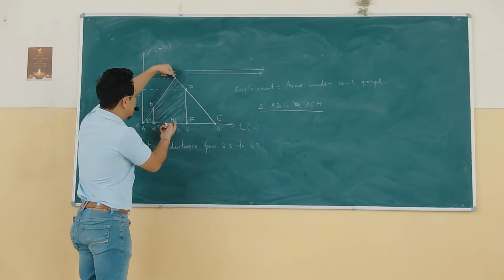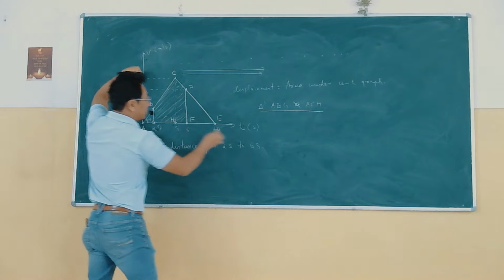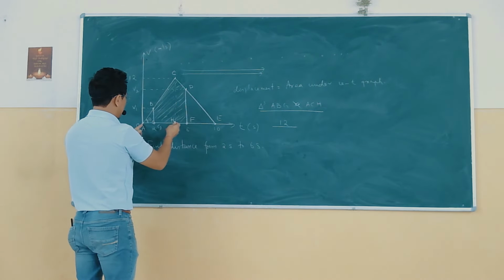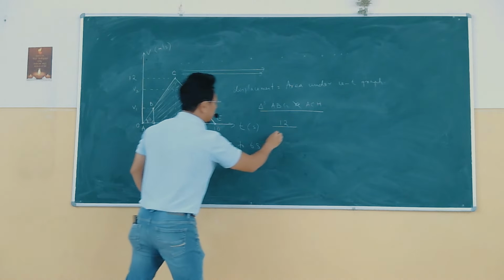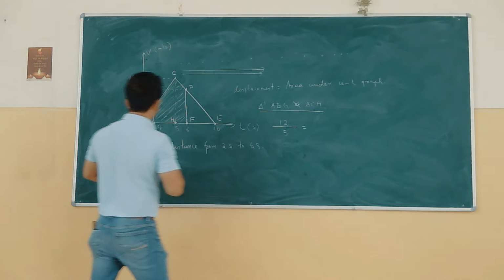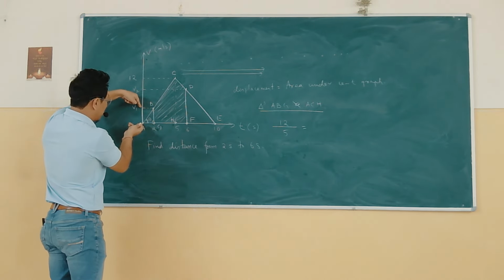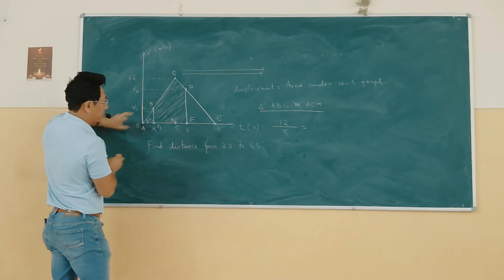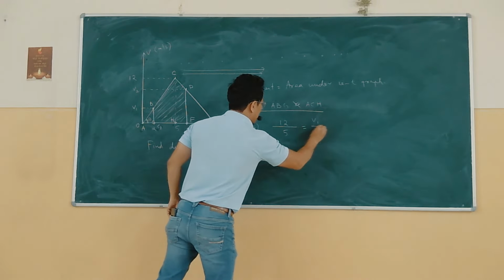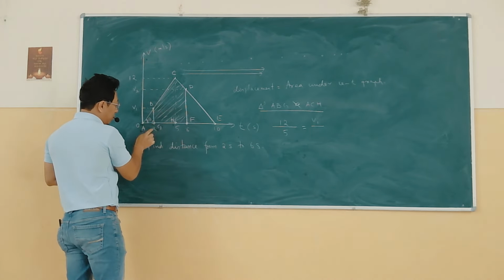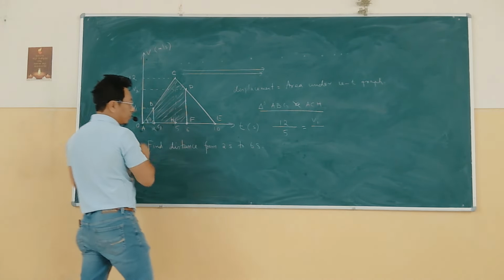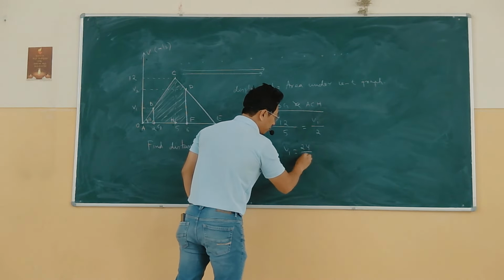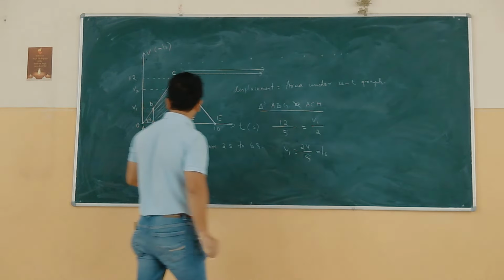So what is opposite of this big triangle? 12. By adjacent of this big triangle, adjacent is 5. That should be equal to opposite of this small triangle, that is V1. V1 minus 0 is the gap. And adjacent of this triangle will be 2 minus 0, which is 2. That means V1 is how much? 24 by 5. So we found V1.